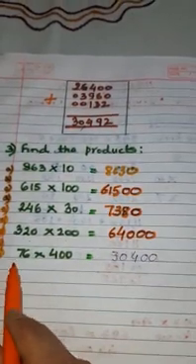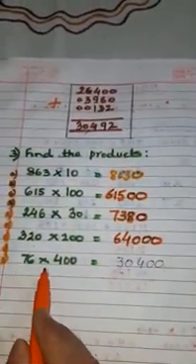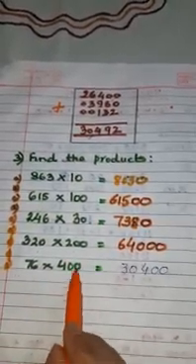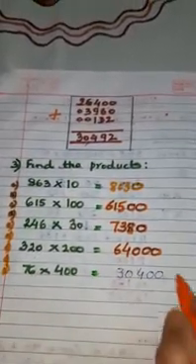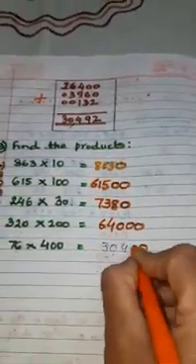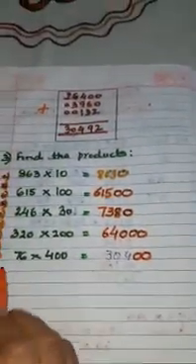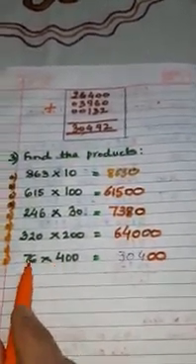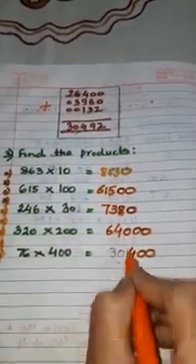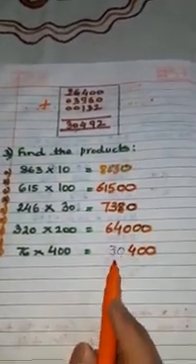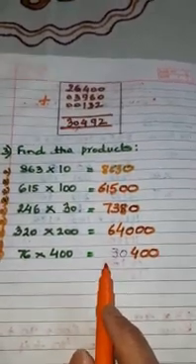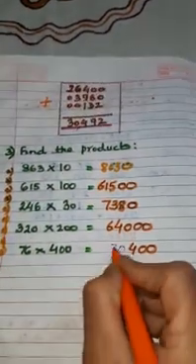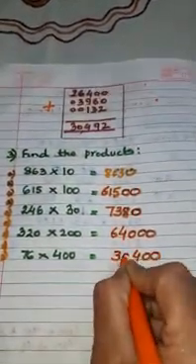Now one more sum, 76 into 400. Now count the zeros. 1, 2. Here we don't have any zero. Only 2 zeros are there. 1 and 2. Now which are the numbers left? 76 and here we have 4. 4 6s are 24. 24 means 4 I have written and 2 is carry. So 4 7s are 28 and plus 2, that is answer will be 30.